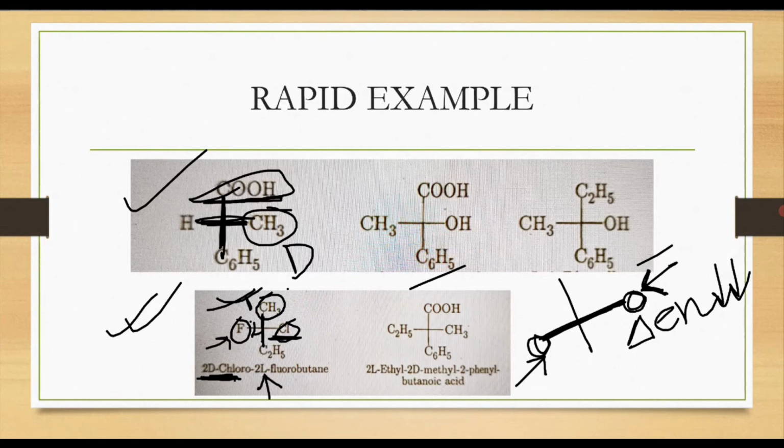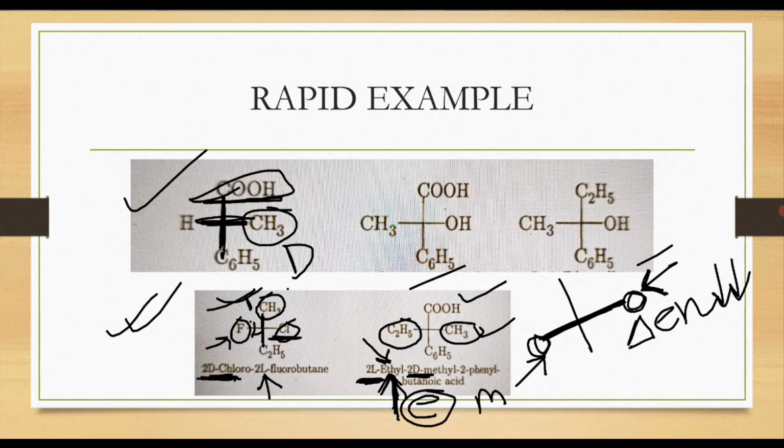Okay, for the second one, in a similar way, methyl and ethyl: methyl is on the right side, so D methyl, and ethyl is on the left side, so L ethyl. Ethyl is written first because alphabetically its initial is earlier: ethyl starts with E and methyl starts with M, E comes first, that's why ethyl is written first, then methyl.